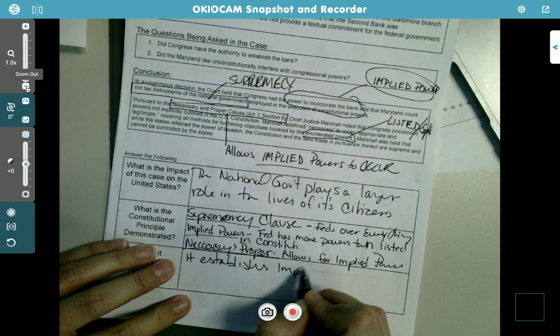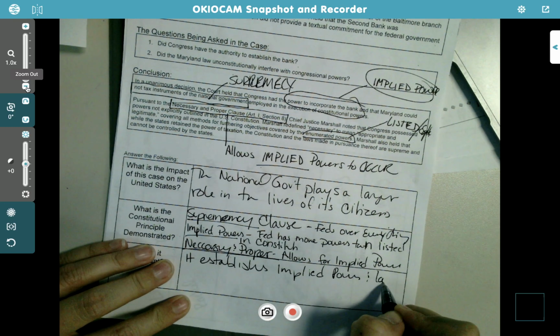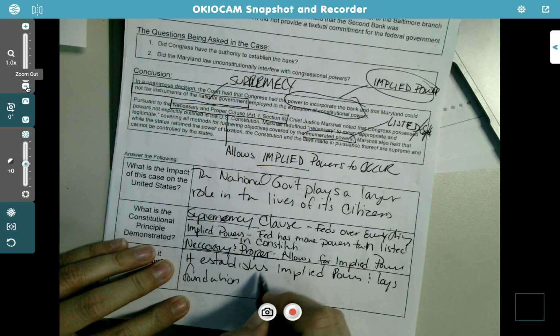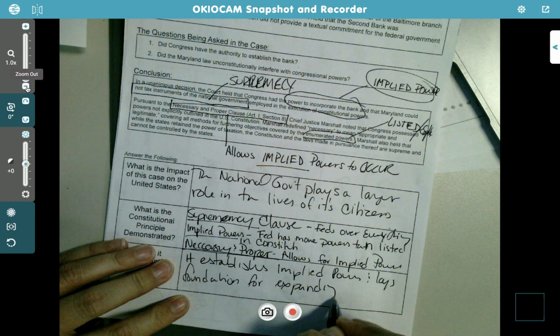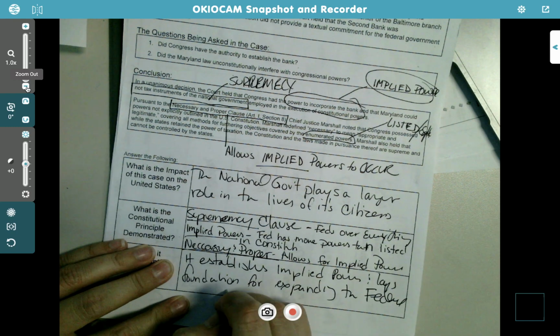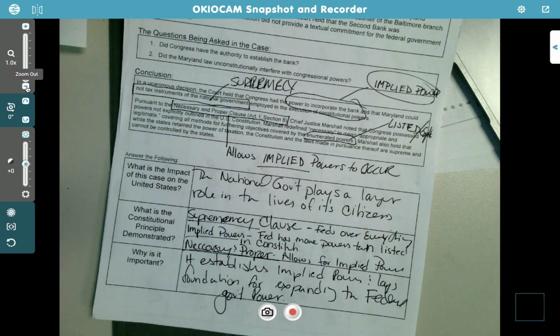implied powers and lays foundations for expanding the federal government's power. Do you think they're going to try to get more power?